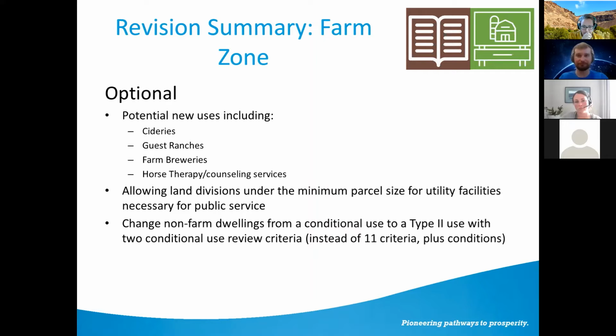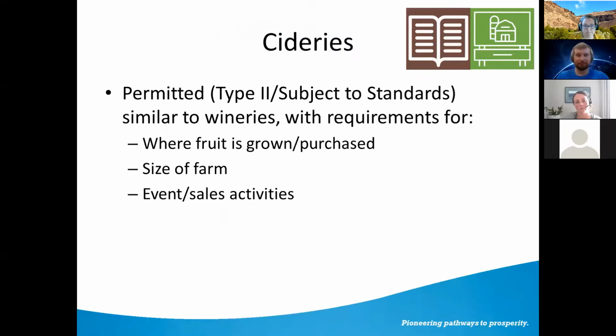Two other things that are optional are allowing land divisions that are under the minimum parcel size, so under that 160 acres, for utility facilities necessary for public service. I'm going to go into detail in a little bit about what that means. And then, as I mentioned, we have the opportunity, based on a recommendation, to reduce non-farm dwelling reviews from a conditional use to a subject to standards use. I'm going to talk a little bit about what that means.